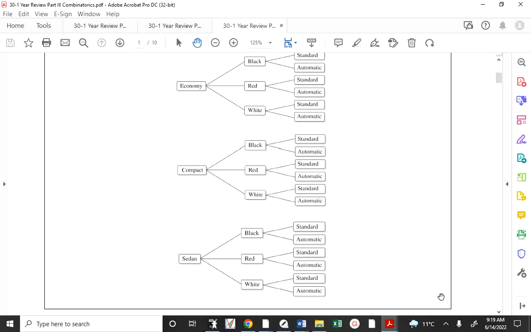So you don't have to use this tree diagram as a counting tool. What you could just do is say that the number of different vehicles is going to be the number of models times the number of colors times the number of transmissions. So we can take 3 times 3 times 2 and get 18.